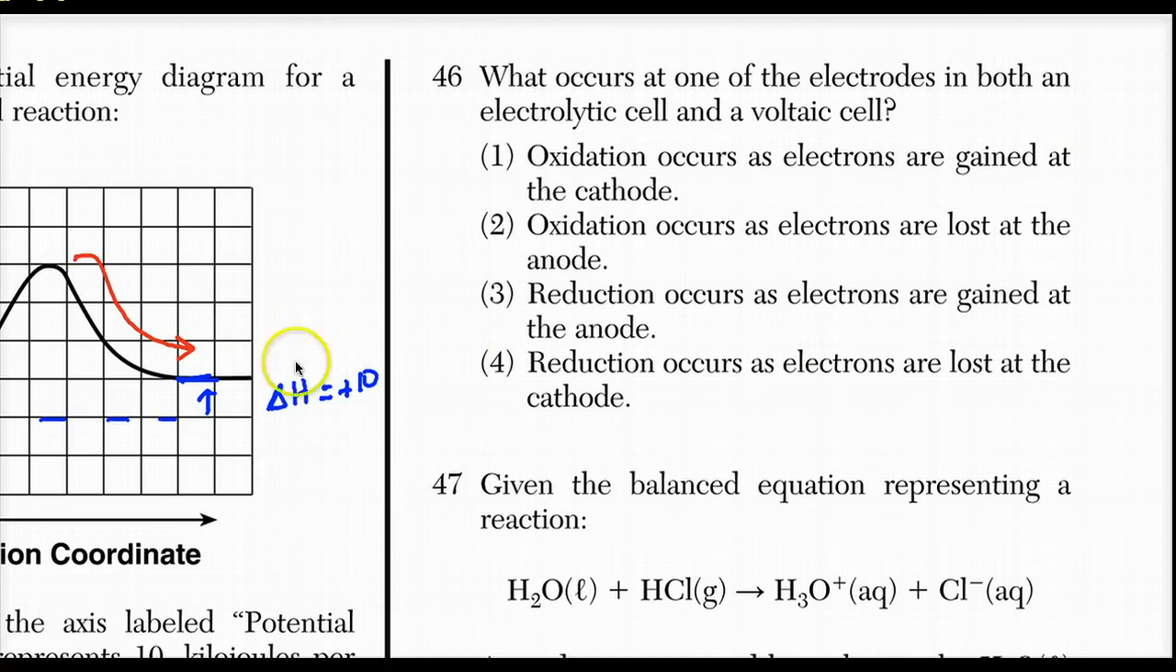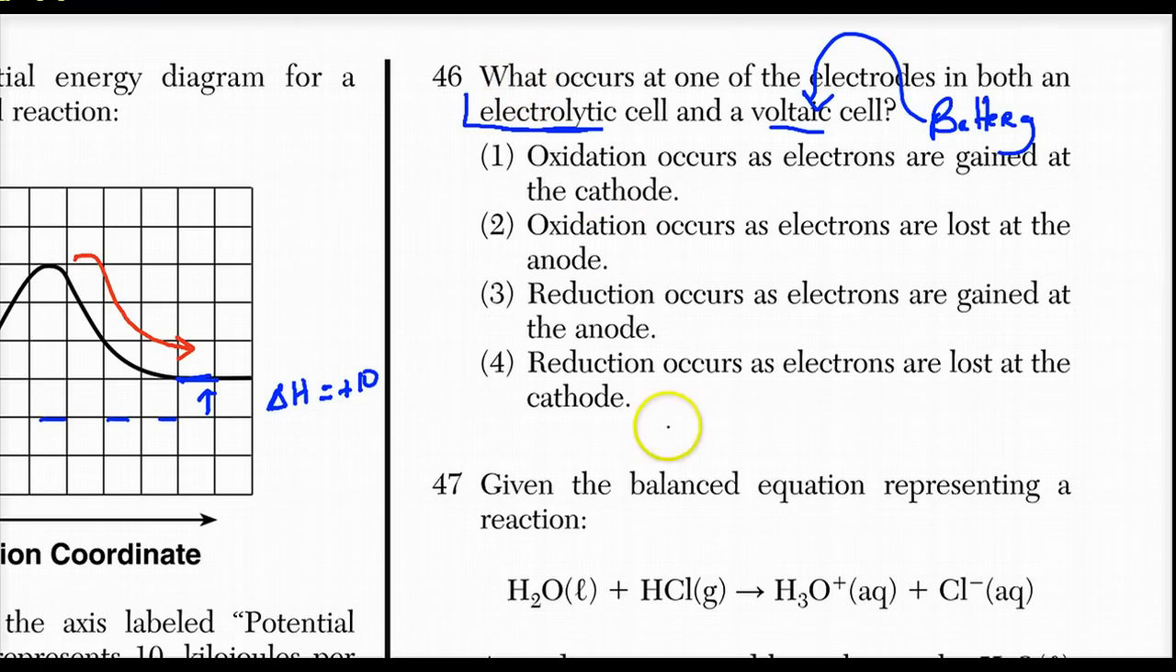46. Okay, what occurs at one of the electrodes in both the electrolytic cell, that's the one that needs electricity, and the voltaic cell, that's the battery. You've got to know the difference here. The battery was first made by Alessandro Volta. An electrolytic cell is going to have electricity in its name to tell you that you need electricity. In any case, what occurs at both?